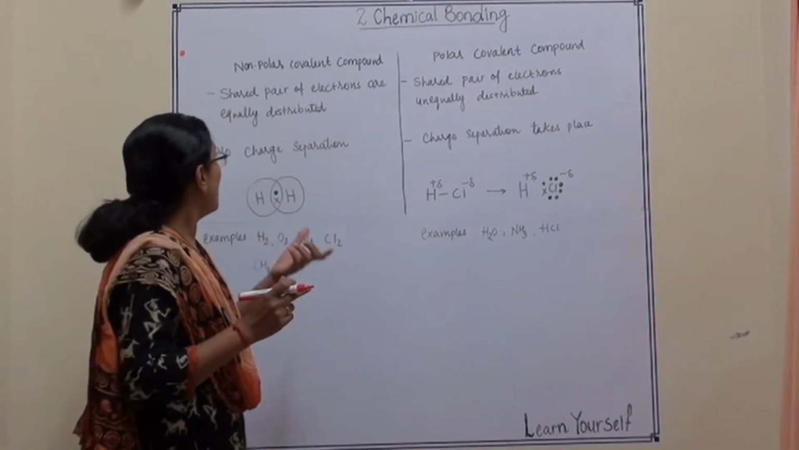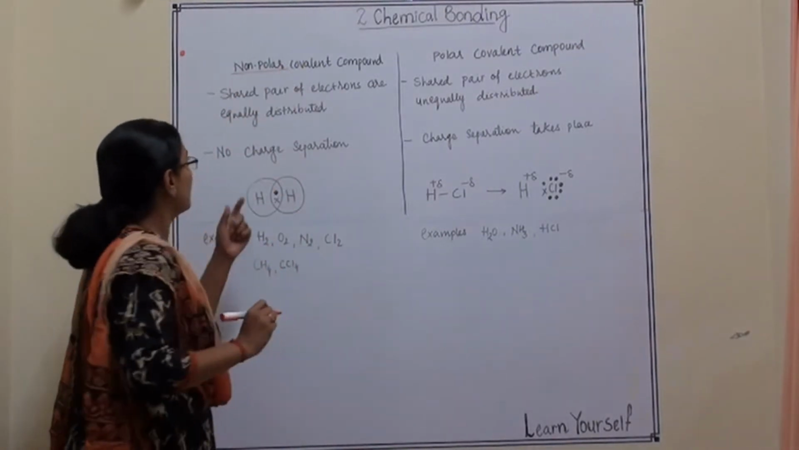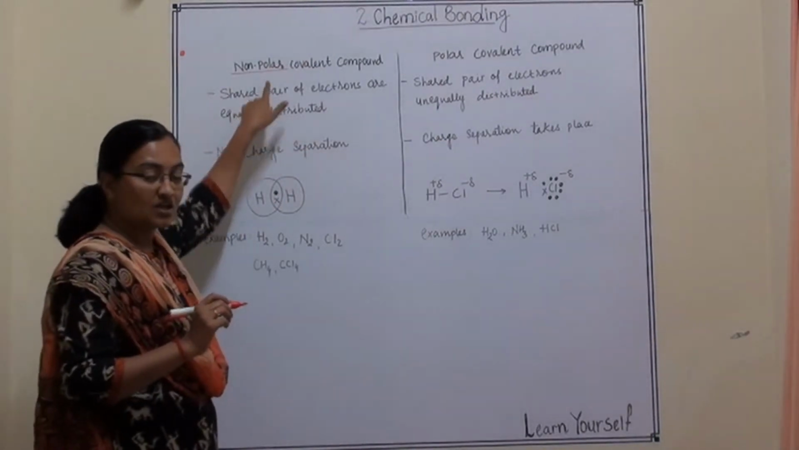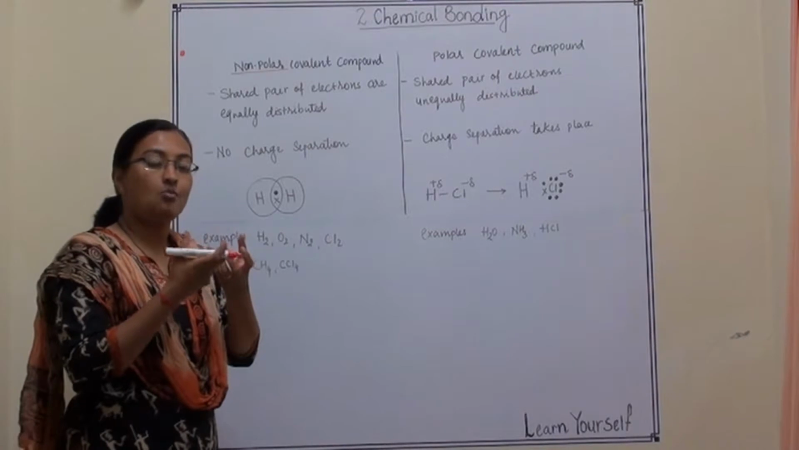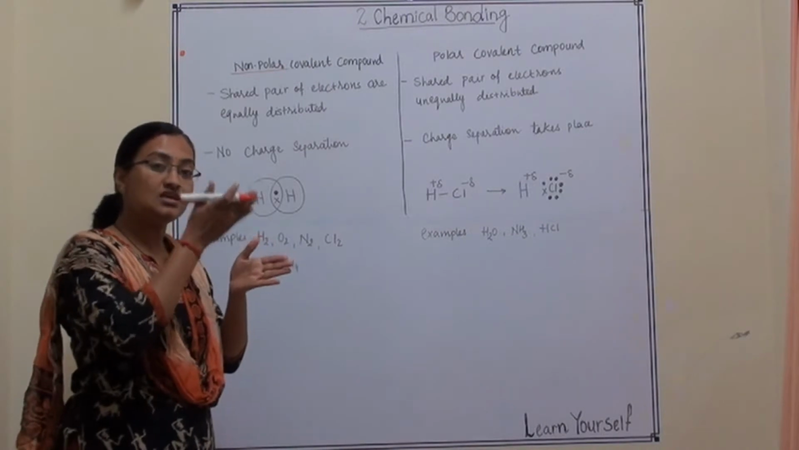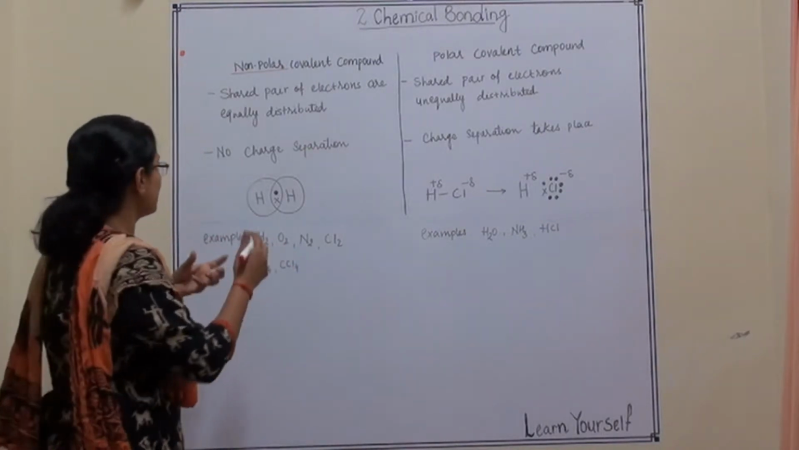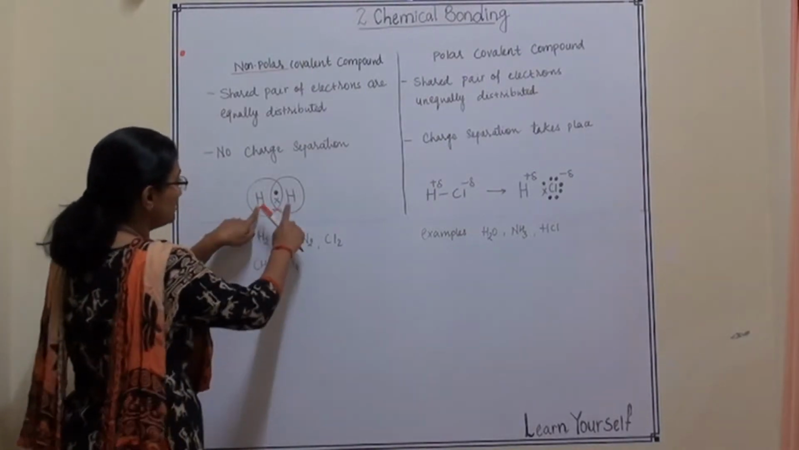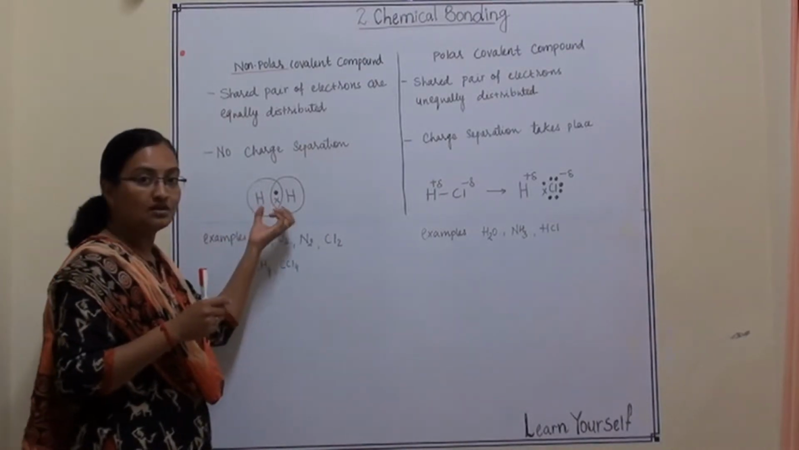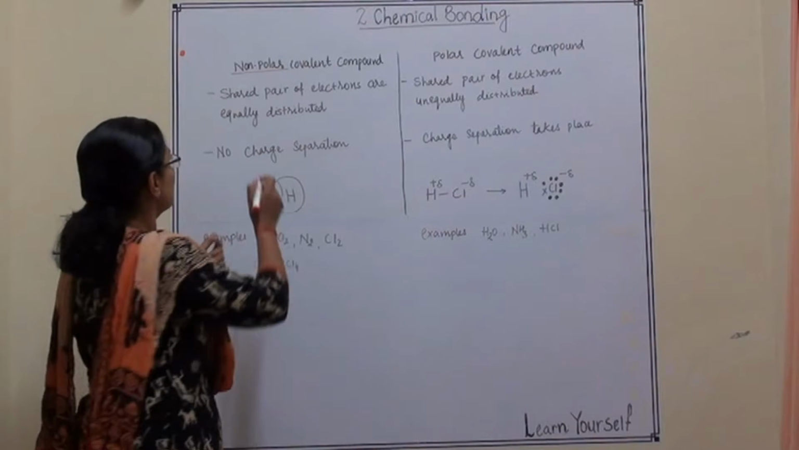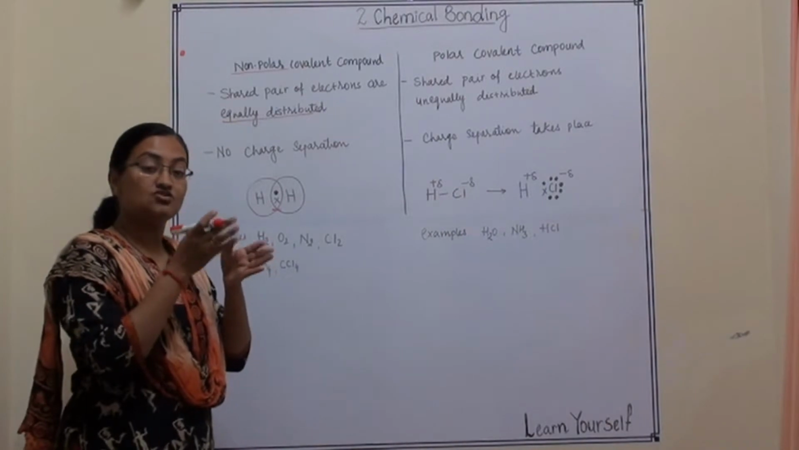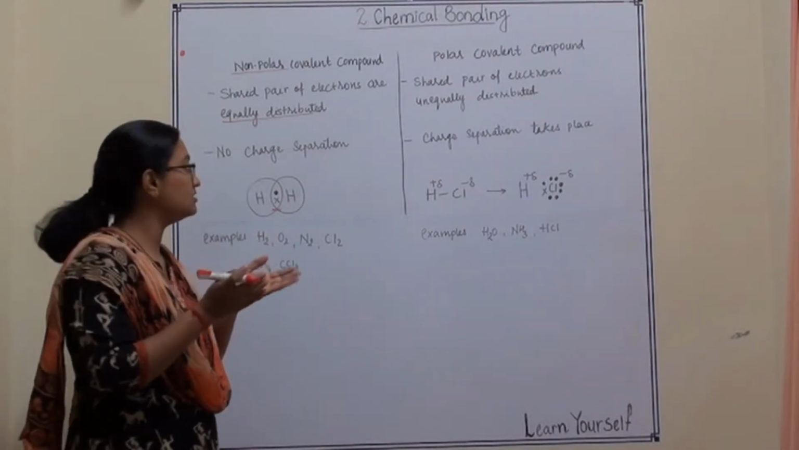Now what will happen in a non-polar covalent compound? The shared pair of electrons is equally distributed, that is non-polar. Whatever electrons are being shared between two atoms are equally distributed, like that pair of electrons will be equidistant from both atoms. Just like this: these two are hydrogen atoms and these two electrons are in the middle of those two. They are equally distributed, meaning both are contributing equally and the charge of that electron is also equally distributed.